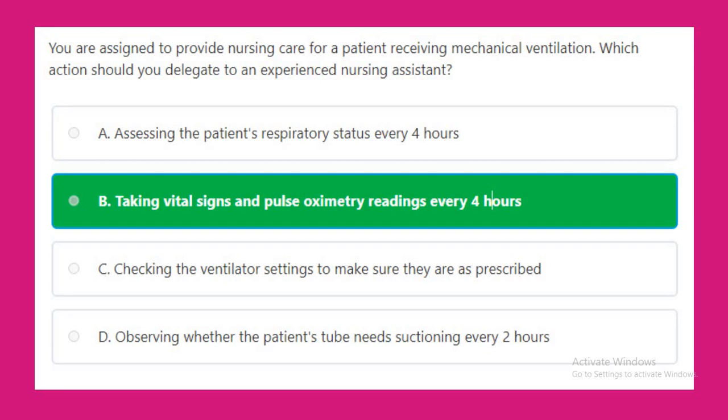Then checking the ventilator settings to make sure they are as prescribed. A patient on a ventilator is a critical client, so this will not come under the scope of the UAP. Observing when the patient's tube needs suctioning every 2 hours. This is like observing, like monitoring. So this falls under the scope of practice of the RPN, sorry.